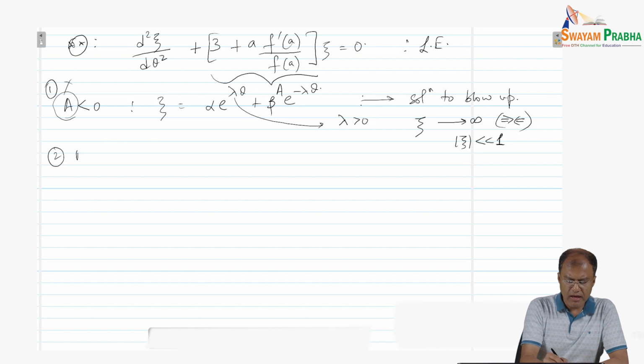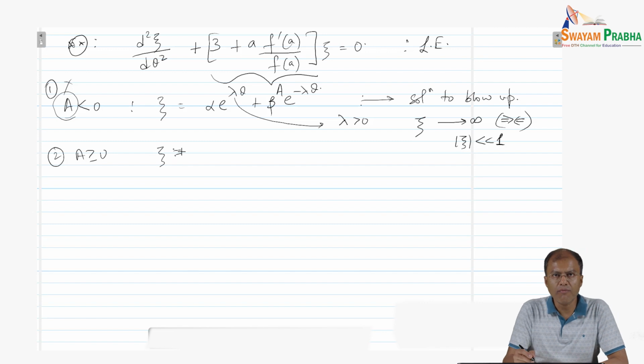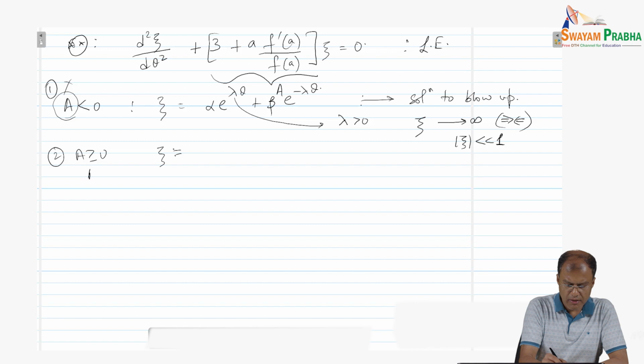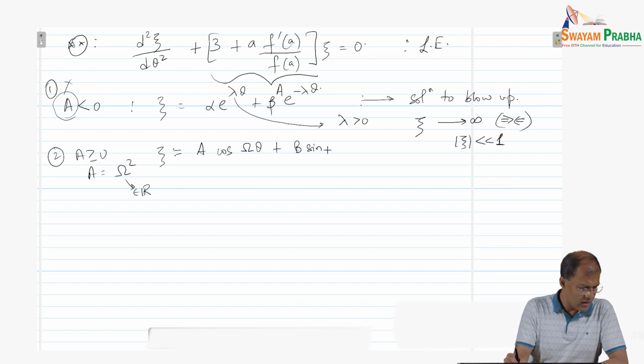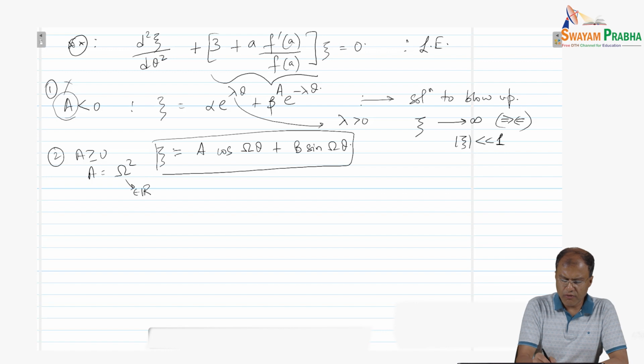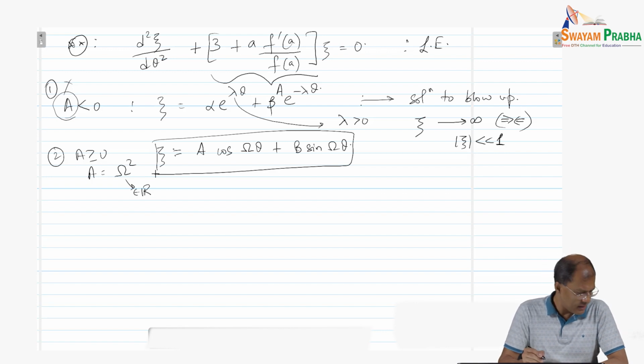And the second case is A greater than or equal to 0, and in that case zeta will give you a bounded form, and the bounded form is as follows. Let me call A equal to omega square, where omega is a real number, and zeta in this case is A cos omega theta plus B sin omega theta. Okay, so this is my bounded solution for the perturbation.